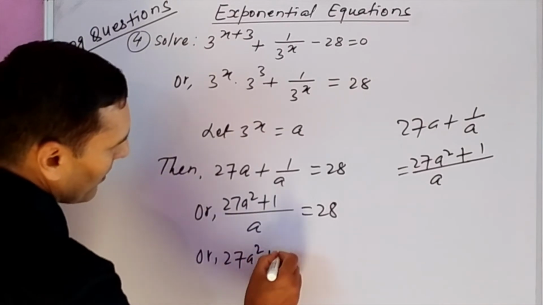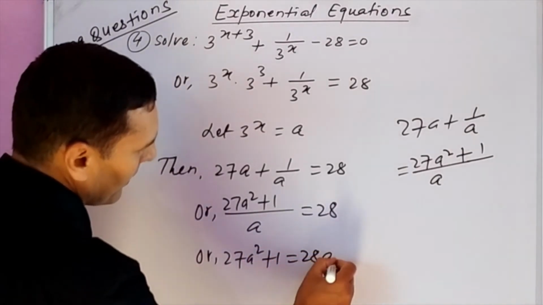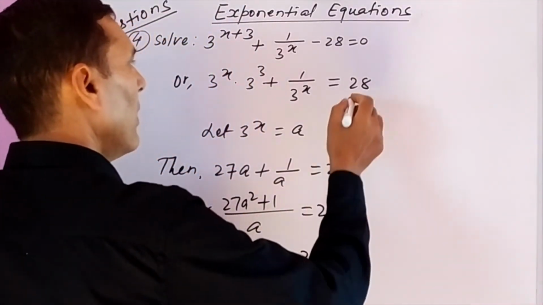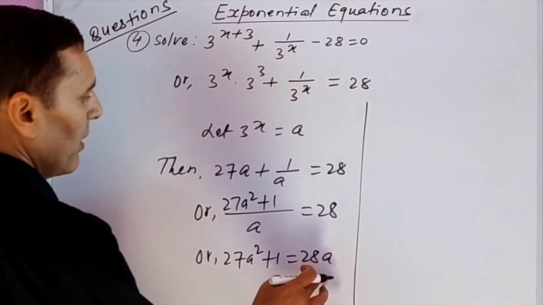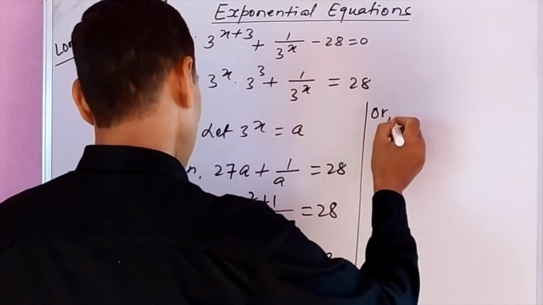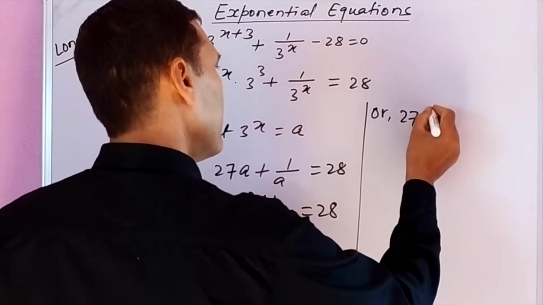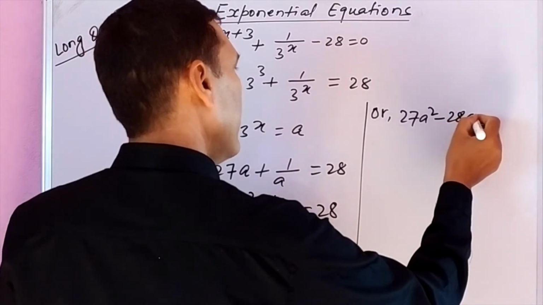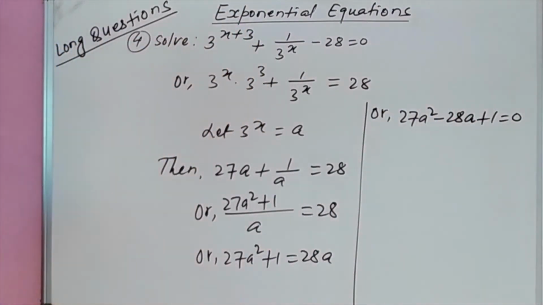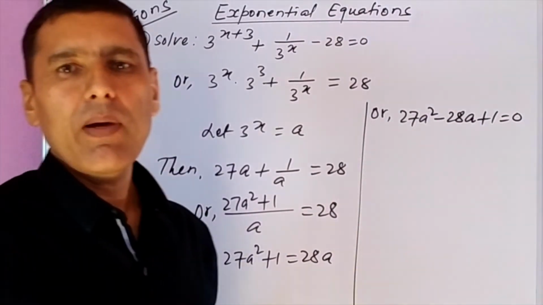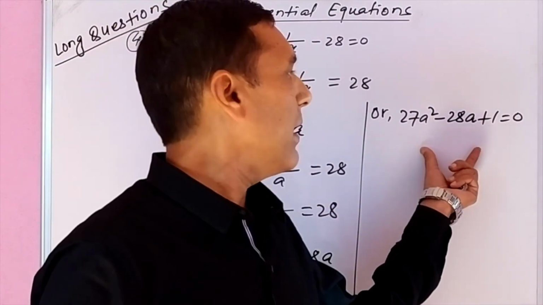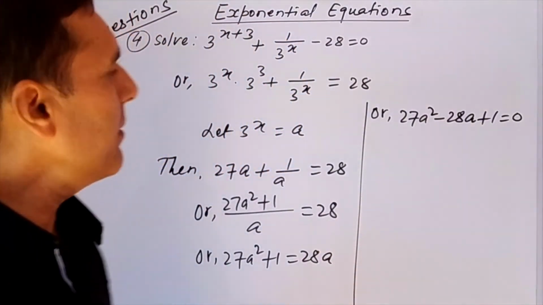27a square plus 1 is equal to 28a. Now we transfer this 28a also to the left hand side. 27a square minus 28a plus 1 is equal to 0. Now we have to factorize this expression. 27a square minus 28a plus 1 is equal to 0.